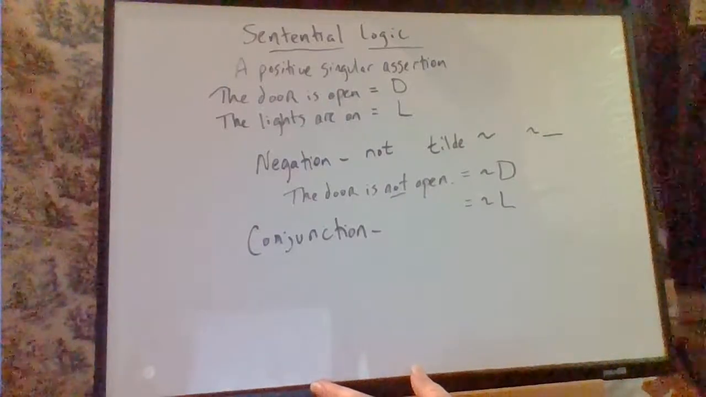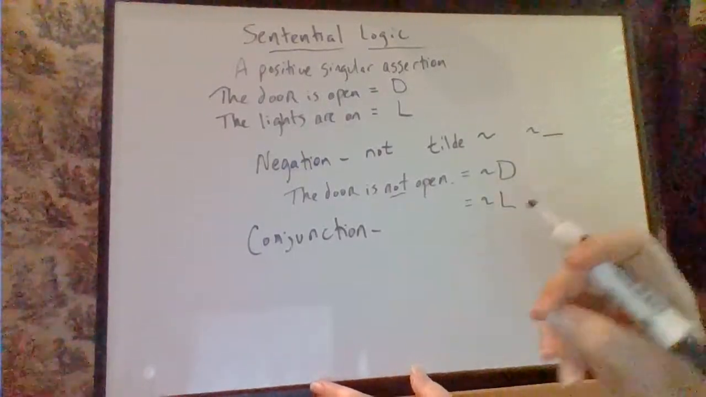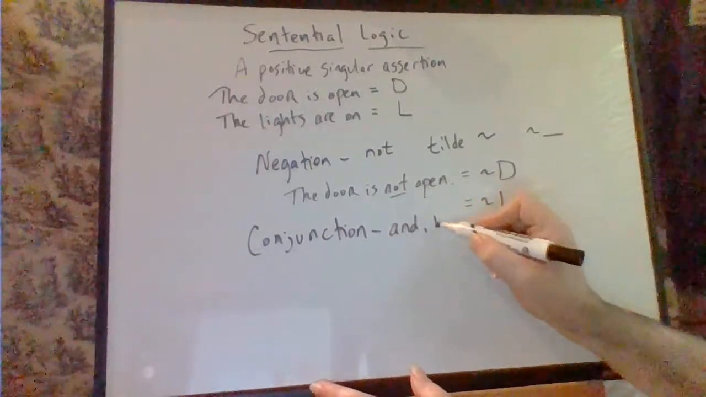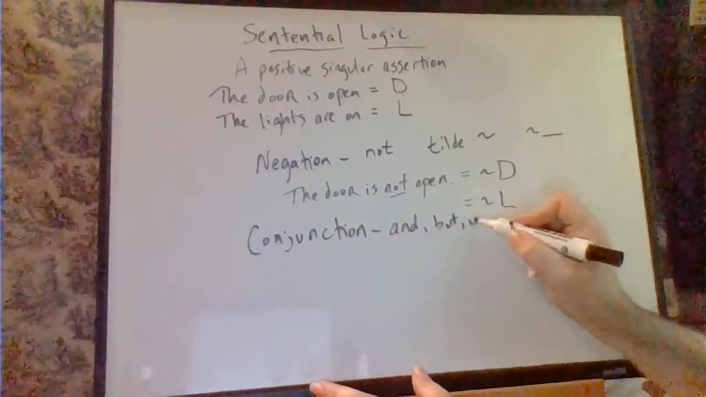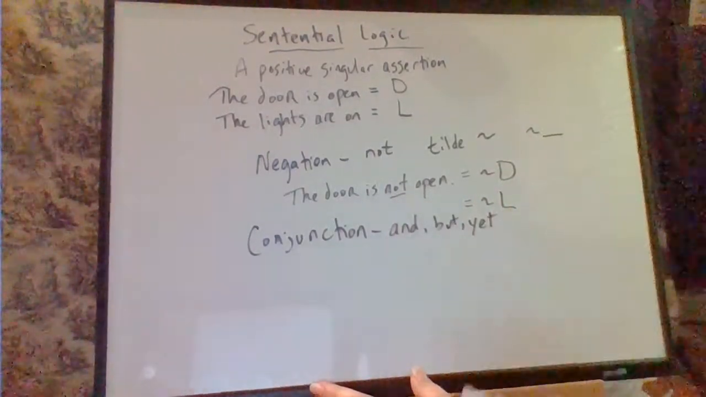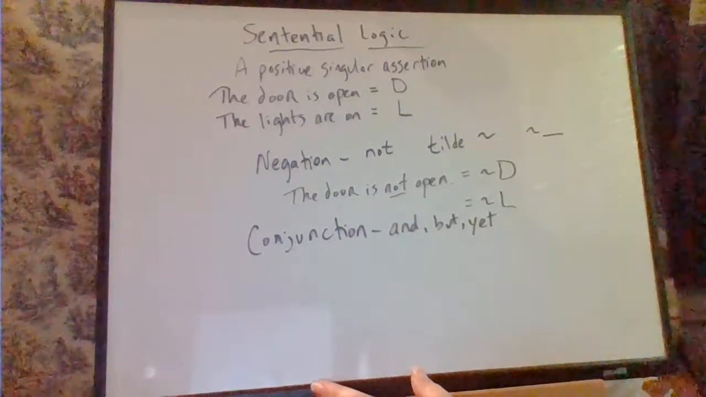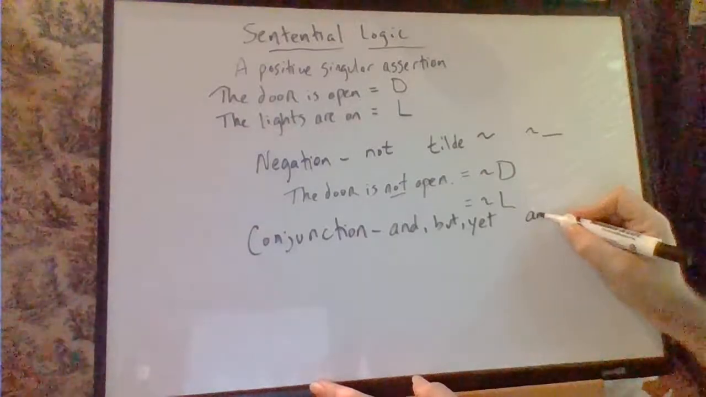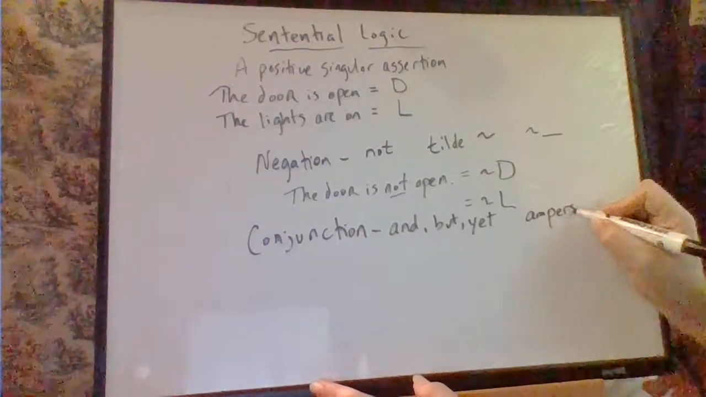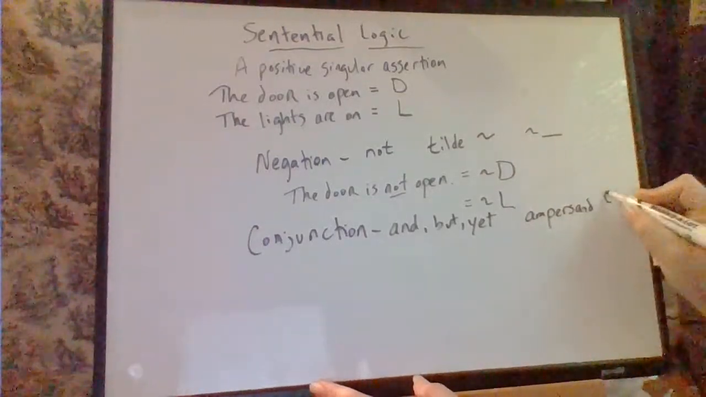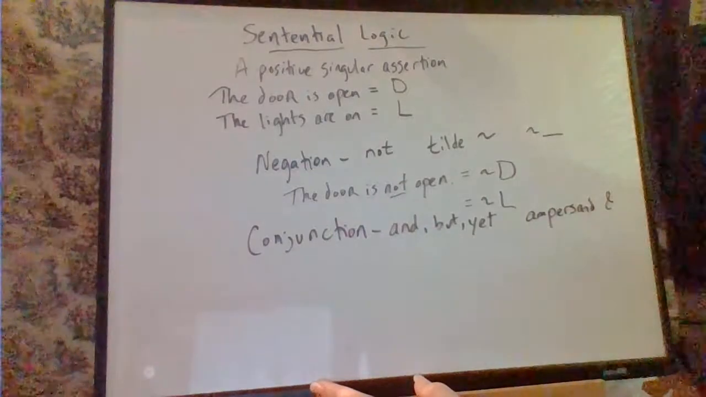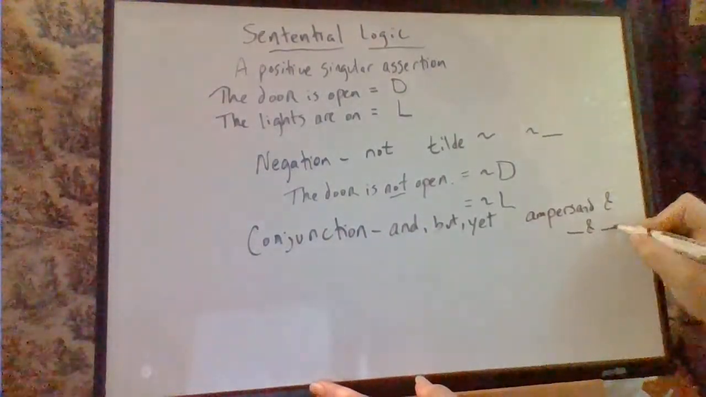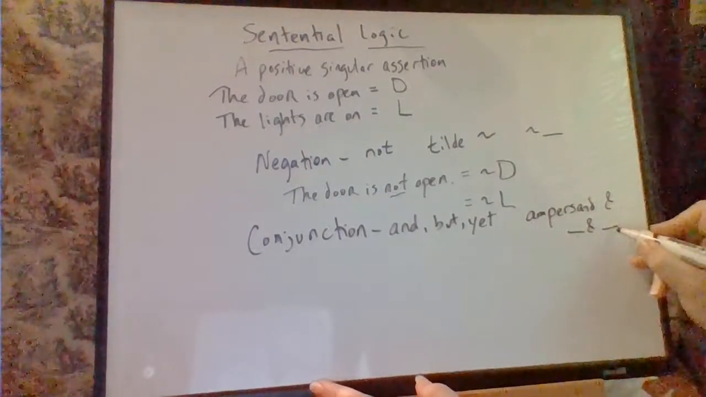With conjunction, you're joining two or more statements together with words like and, but, yet. There are others, but those are the major ones: and, yet, but. And the symbol that we use for that is called the ampersand. Looks like that. The ampersand.